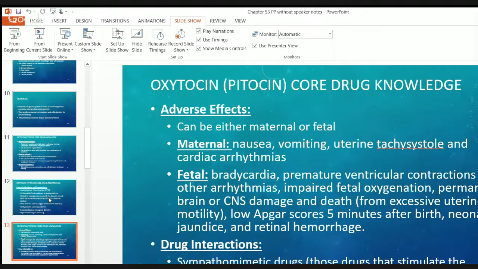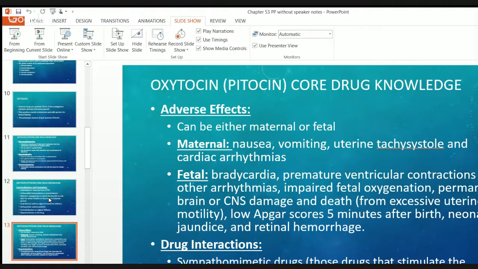When we look at some of these maternal adverse effects, it could be nausea, vomiting, uterine toxicity, and then cardiac arrhythmias. For the baby, it could be bradycardia, premature ventricular contractions and other arrhythmias, impaired fetal oxygenation, permanent brain or CNS damage, and death. And that's going to be because of the excessive uterine motility.